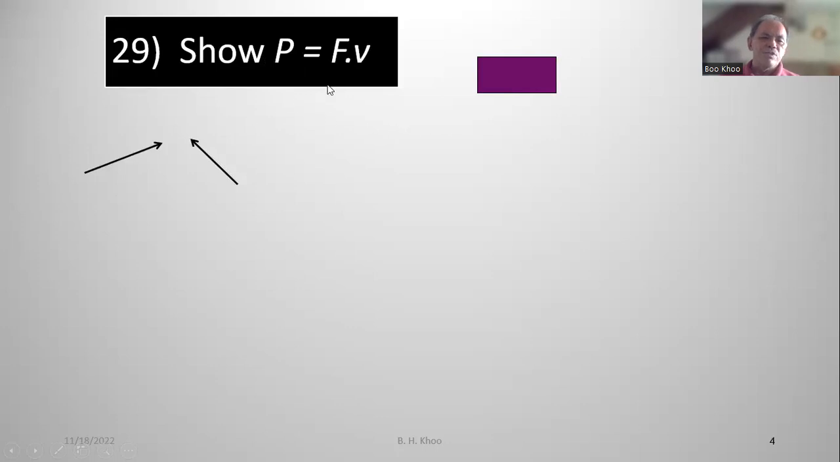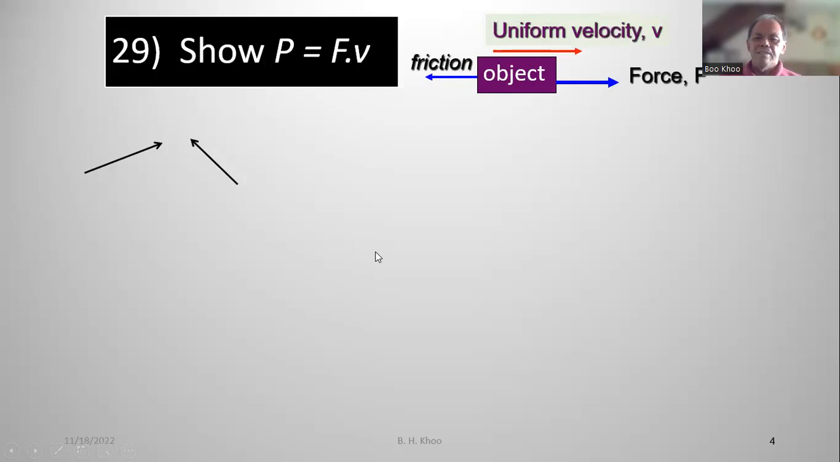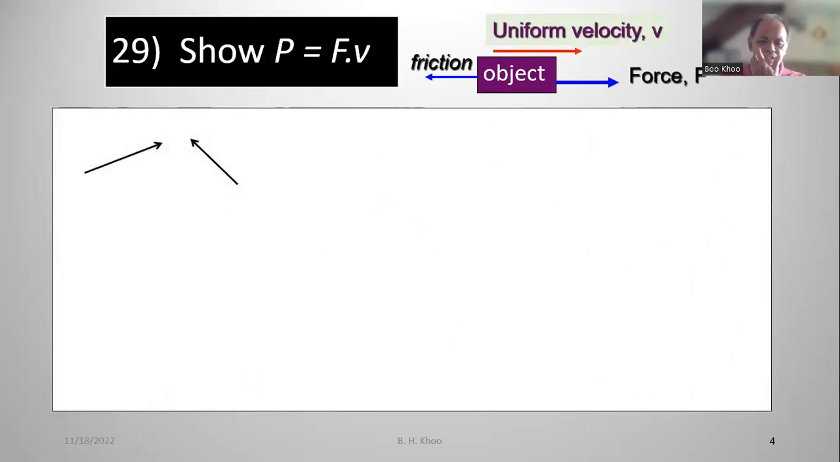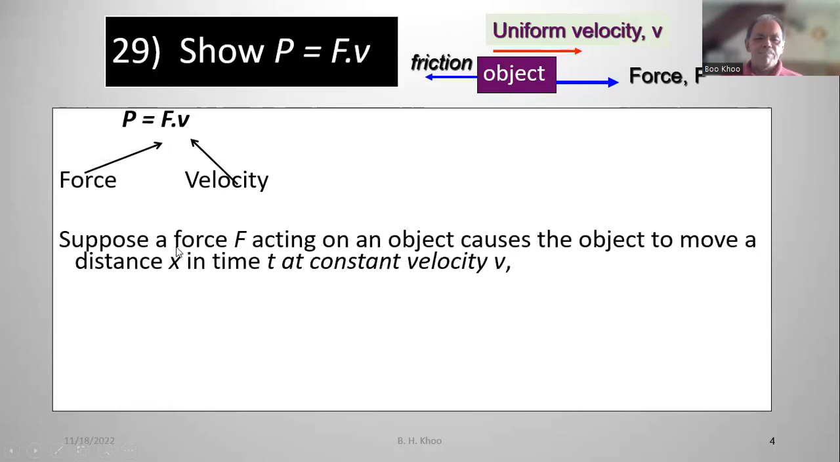Right? To show how to derive it, take an object, force, there's your friction, there's your velocity. So if the force is balanced by friction, then it moves with uniform velocity. So that is your power, F is your force, v is your velocity. Suppose a force acting on the object causes the object to move a distance x in time t at constant velocity.